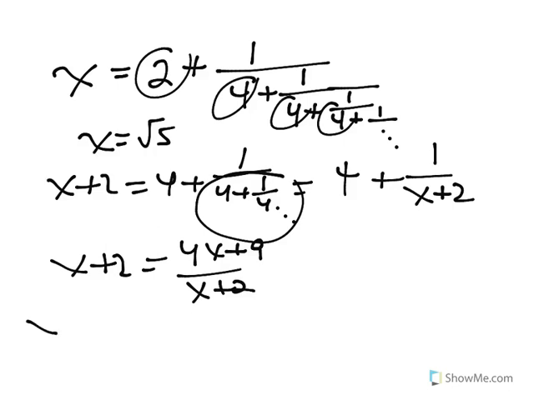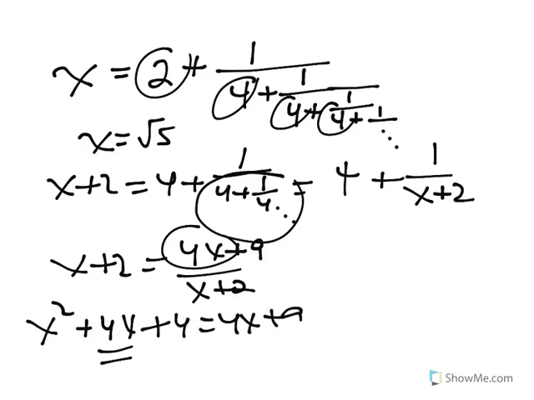So cross multiply. x squared plus 4x. I like that. That means it's going to cancel out with this. Plus 4 equals 4x plus 9. Becomes x squared equals 5. Becomes x equals the square root of 5.